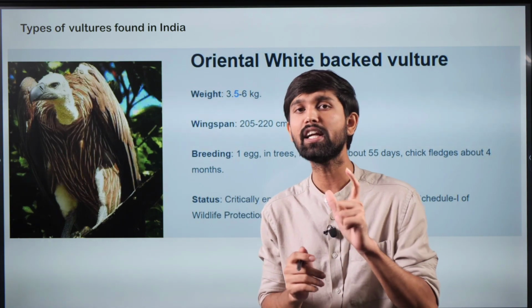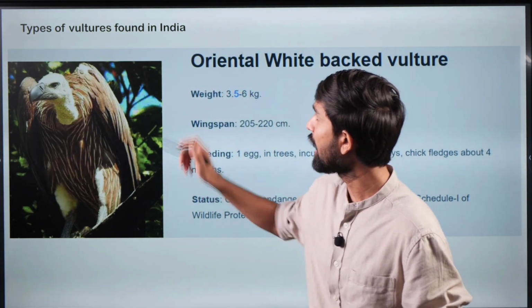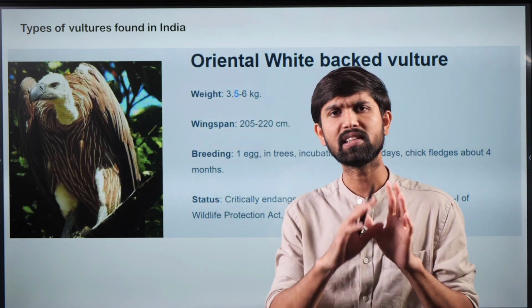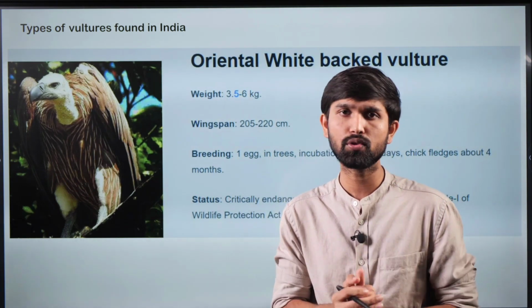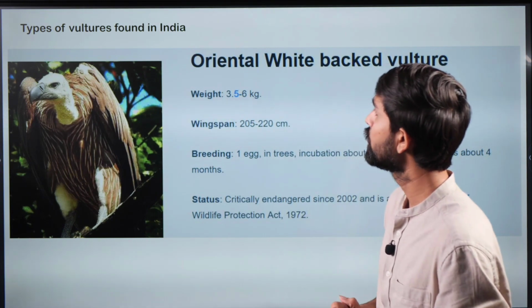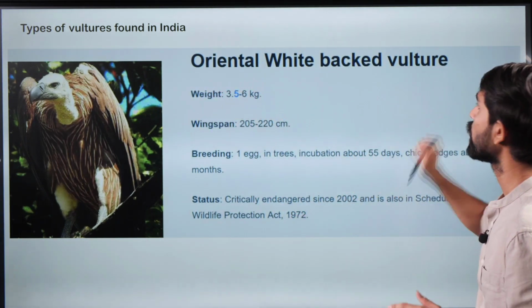So there are around 22 species of vultures which exist around in the world. And in India, out of those 22, 9 species are found. They are generally found all over India. And let's take a look at what are those 9 species and what is their IUCN status. So the first one that exists in India is known as the Oriental white-backed vulture.